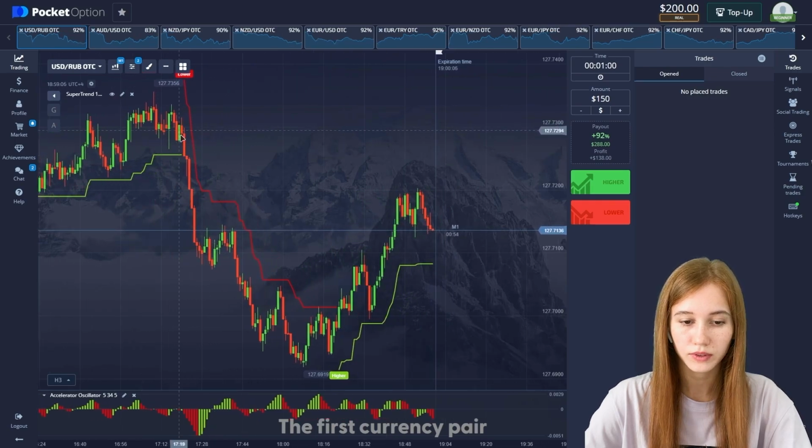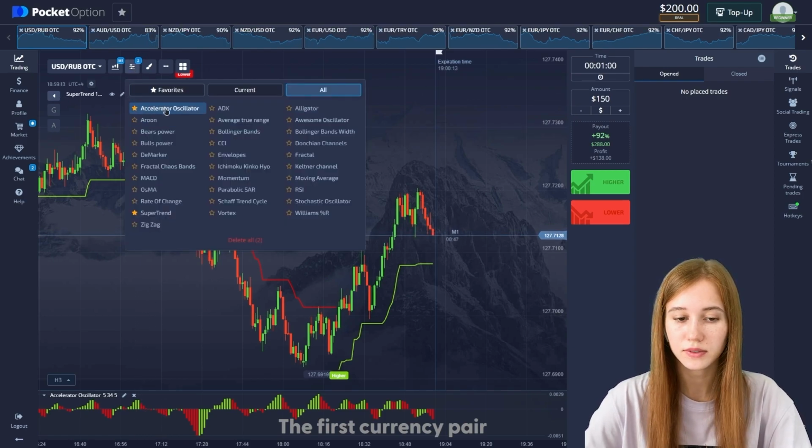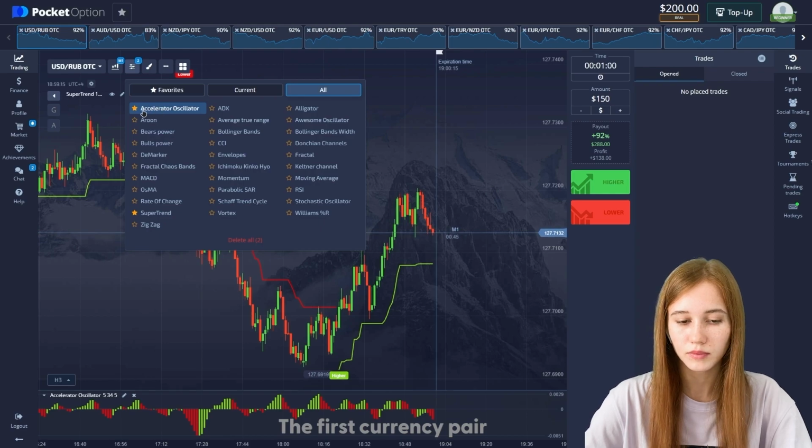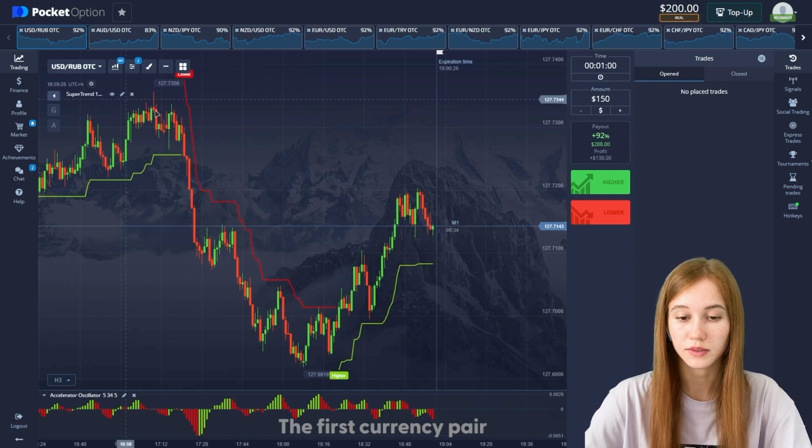Let's figure out what we configure next. Today we'll use two good indicators. The first one is the oscillator. The second one is super trend. Let's talk about it. Super trend, I'll show you the settings.